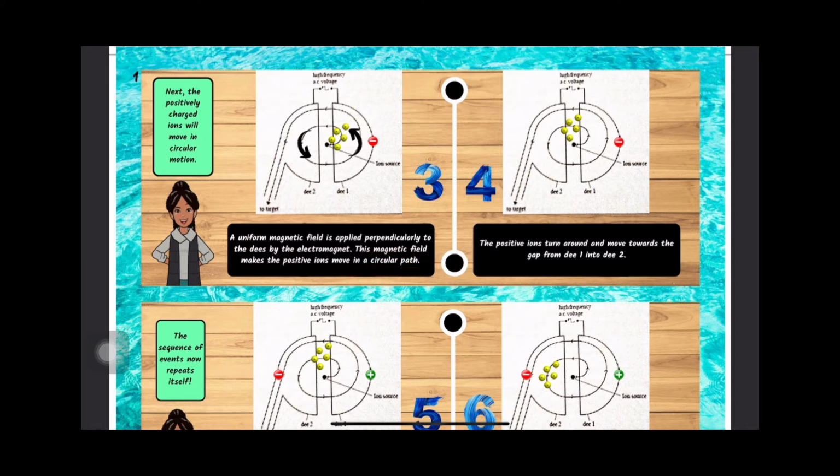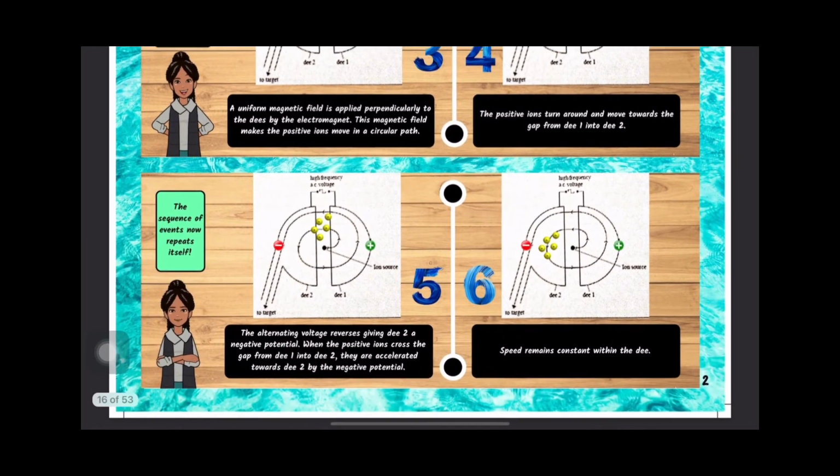Based on the equation yang awak pernah belajar sebelum ni, kalau particle move in magnetic field, dia akan bergerak circular path. So they tend to move in circular. So the positive ion turns around and moves towards the gap from D1 into D2. So bila dia start to bergerak dengan constant velocity, dia dah mula keluar daripada D1 nak pergi kepada D2. D2 ni yang ni lah.